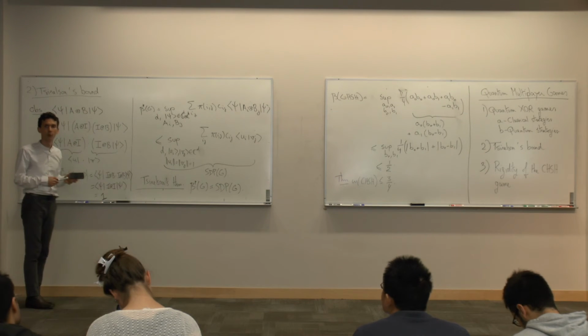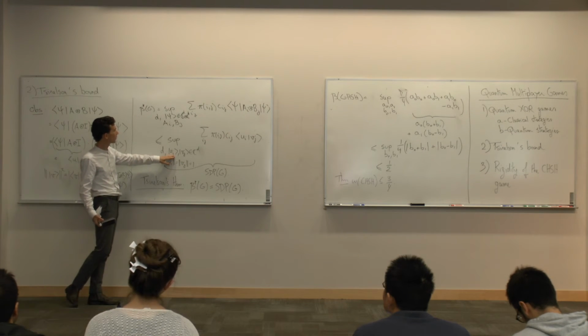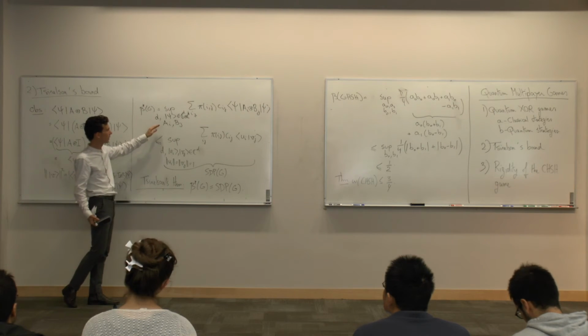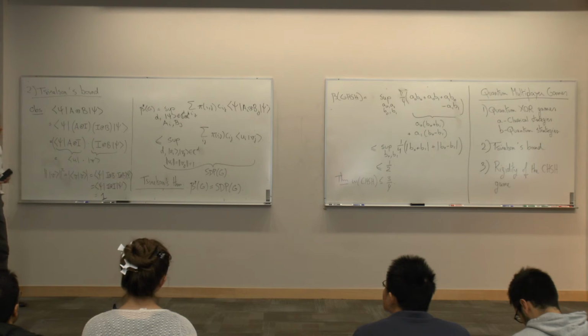But it says that you didn't lose. So it's a construction. It says from these vectors how to construct the state and observables such that this expression is equal to that expression.